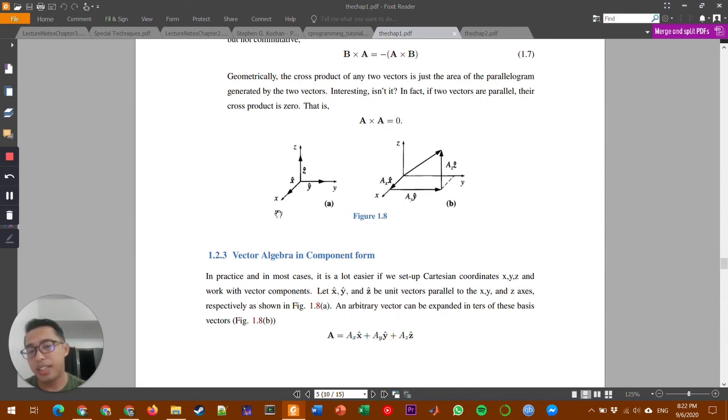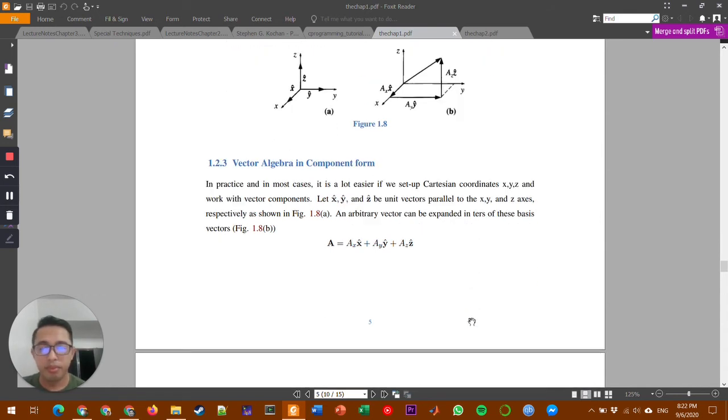Tara. So this is x-axis. So asa ang direction niya sa unit vector? It's along the x. So we have x hat. Same thing is true with the y hat and the z hat. So let's take a look at figure 1.8b. So an arbitrary vector can be expanded in terms of these basis vectors.